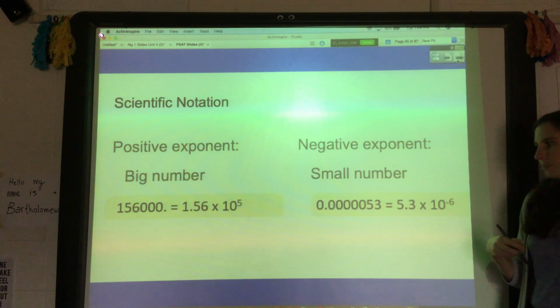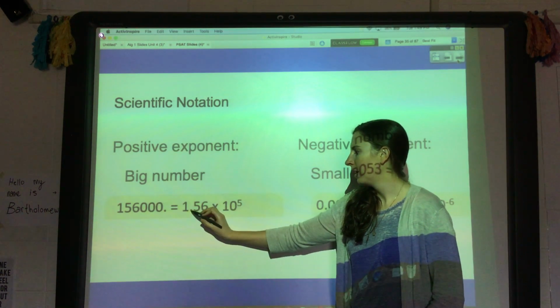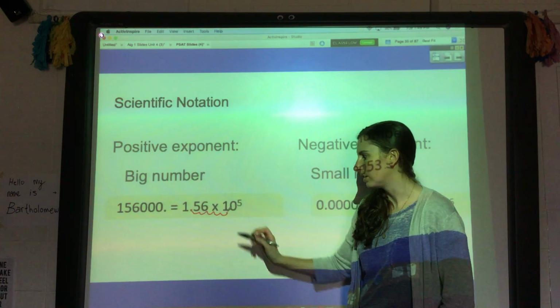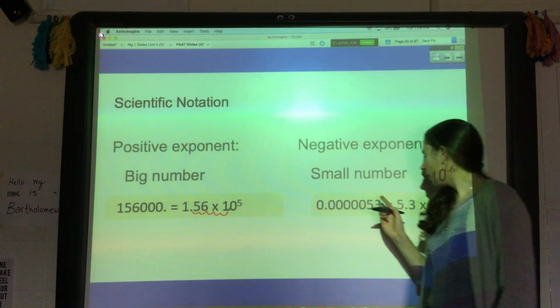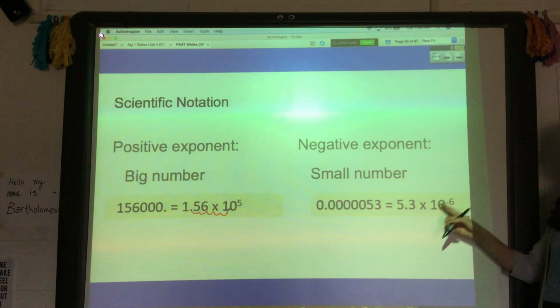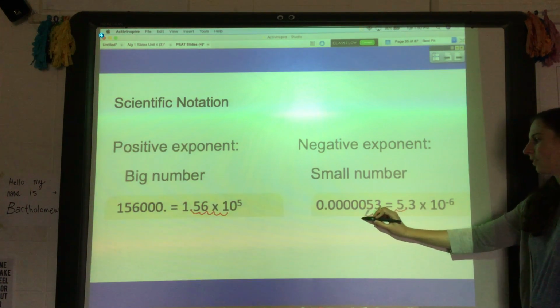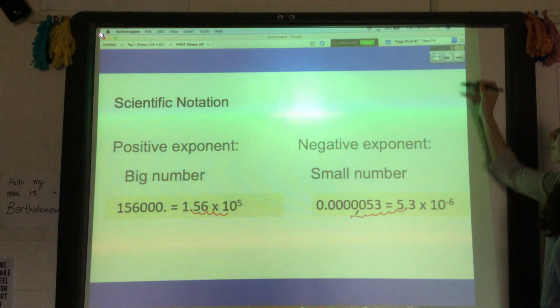For example, this one, we move the decimal to the right 5 times. So 1, 2, 3, 4, 5, and you would just fill those in with zeros, and so you can see that we get this. On this one, we move the decimal to the left 6 places. So 1, 2, 3, 4, 5, 6, and then fill in zeros, and that's how you get this.